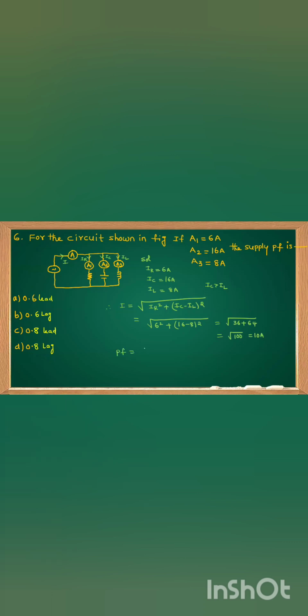But what is the power factor? Power factor equal to cos theta. Cos theta is always IR by I. IR is 6 amperes, I is 10. That is 0.6. Here IC is greater than IL, so is it 0.6 lagging or leading? 0.6 leading, the capacitive nature is greater. Then you have to take the 0.6 lead. Clear? These are the different models of questions with respect to parallel circuits.